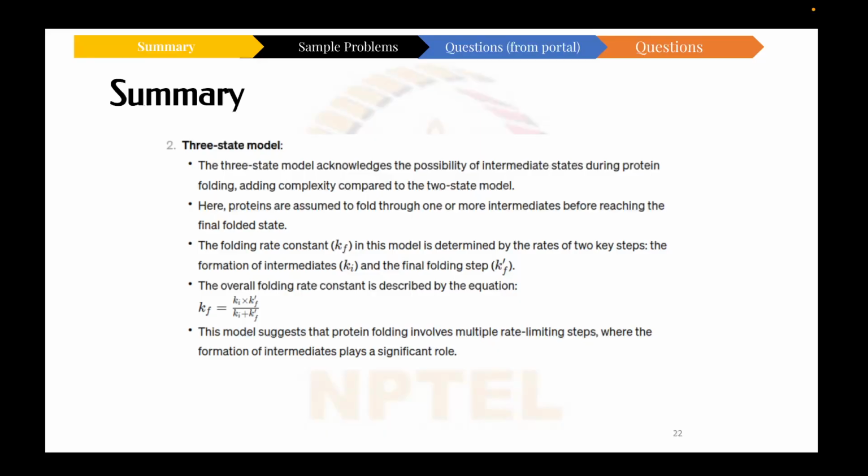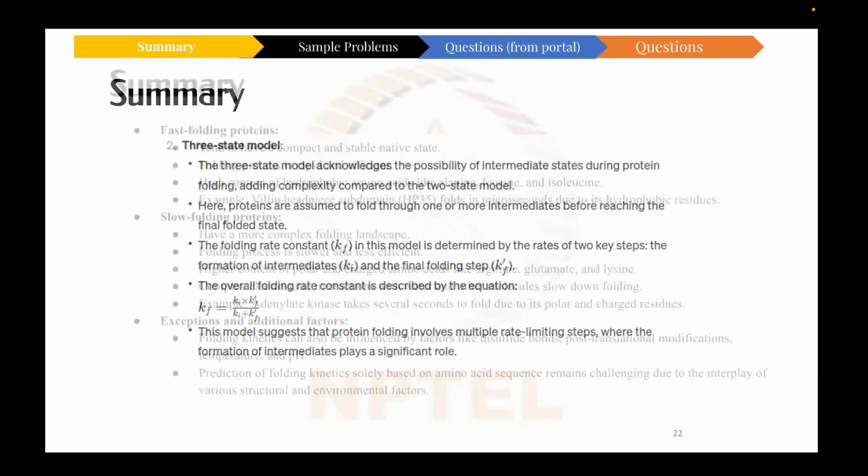These models provide simplified descriptions of protein folding kinetics but may not fully capture the complexity of folding in all proteins. For folding scenarios involving multiple intermediates or non-equilibrium processes, more sophisticated models may be required.